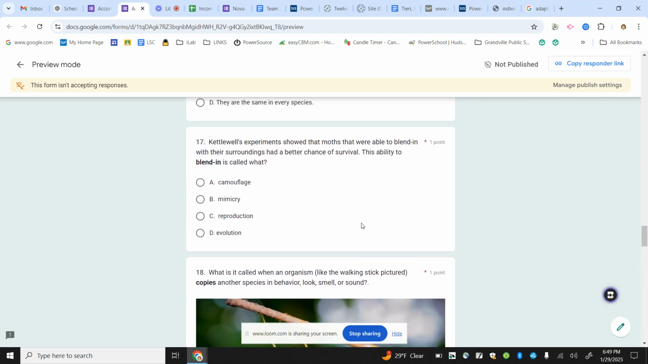Number 17. Kettlewell's experiments showed that moths that were able to blend in with their surroundings had a better chance of survival. This ability to blend in is called what? A. Camouflage. B. Mimicry. C. Reproduction. D. Evolution.